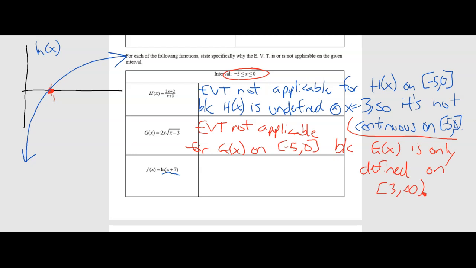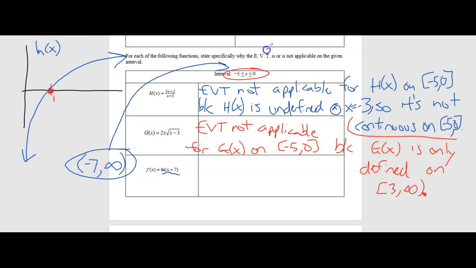So again, we have to think, okay, what values of x are going to give us something negative or 0 inside the parentheses? And, well, it's anything -7 or less than -7. So -7 or anything less than -7 will not work, which means our domain here is -7, not including -7, to positive infinity. So we can see that this domain does include the entire interval -5 to 0.